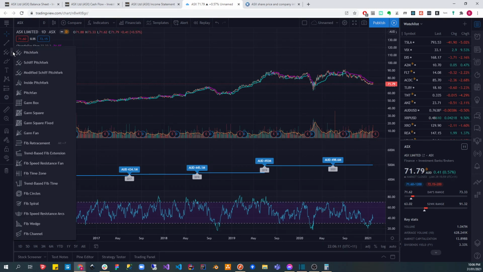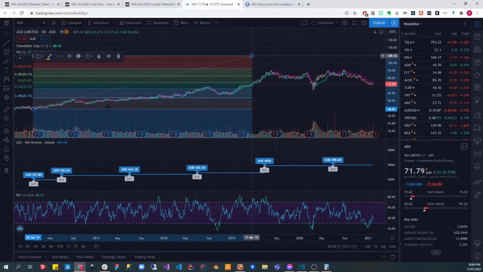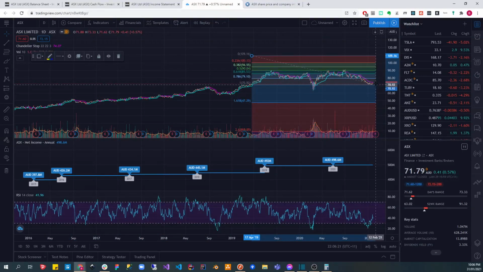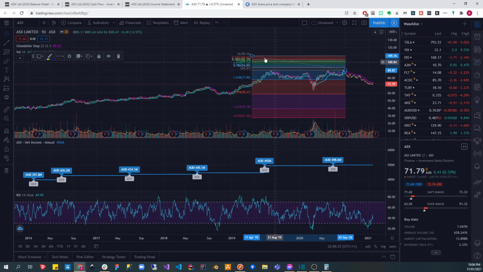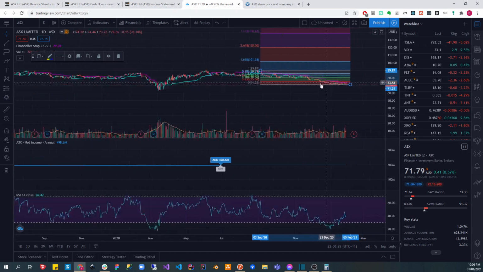Maybe chuck in a fib and see what's going on. Let's chuck in the fib and see what's going on. I always get this wrong. I don't know why. Anyways, doesn't really matter. Actually, let's go at the peak here then, and move this one down to here, and let's have a look.